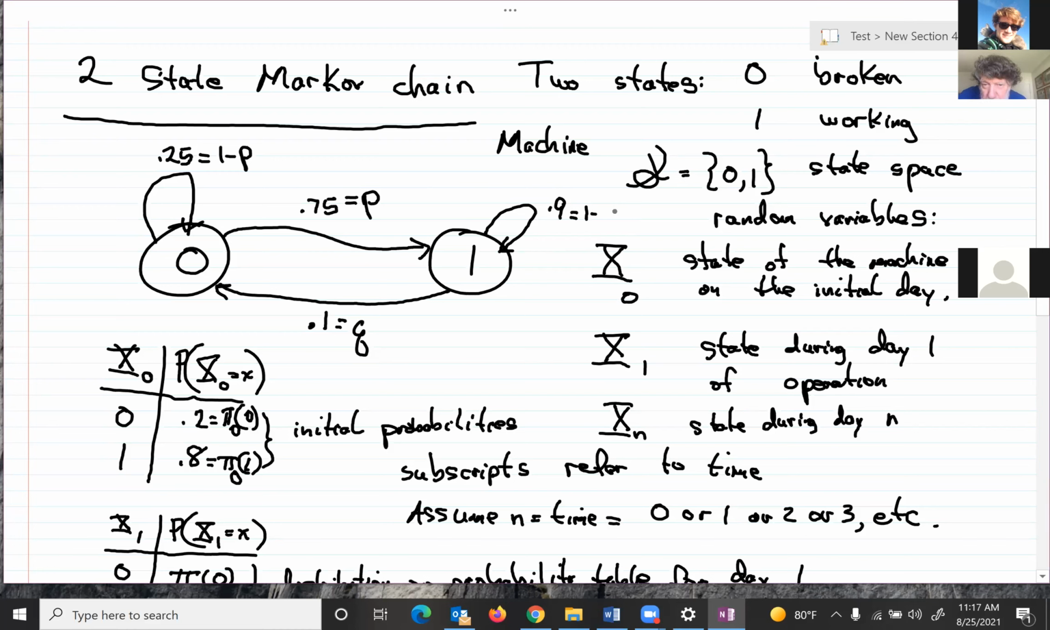Why am I introducing these letters? Because it doesn't have to always be 75% or 10%. These numbers could change. And if they change, you have a different system, maybe a different machine, maybe a different repair service, different conditions, but it's still a two-state Markov chain.